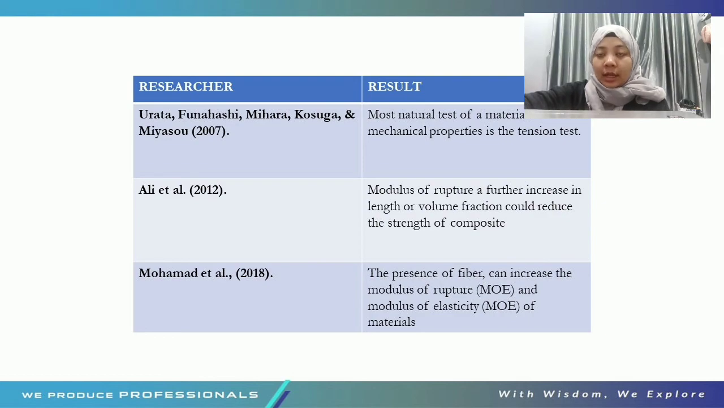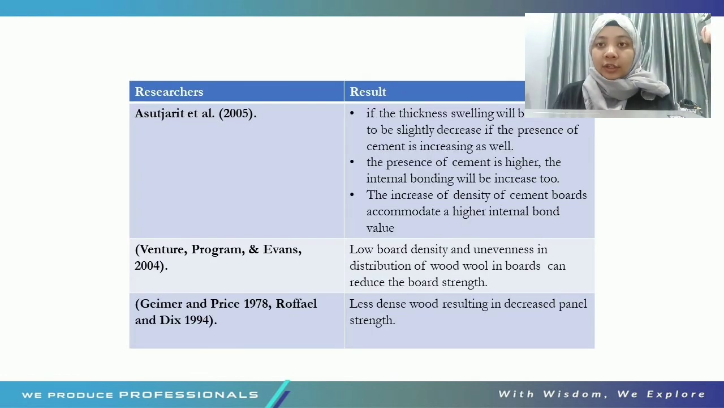According to Mohd, the presence of fiber can increase the modulus of rupture and modulus of elasticity of material. According to Venture Program and Events, low board density and the unevenness in distribution of natural fiber can reduce the board strength.